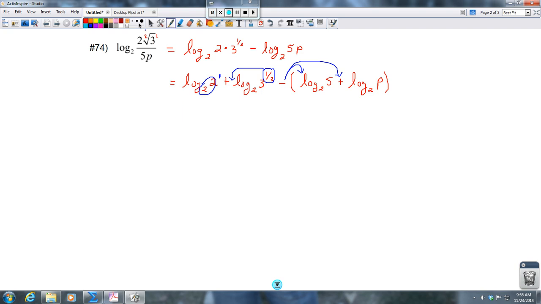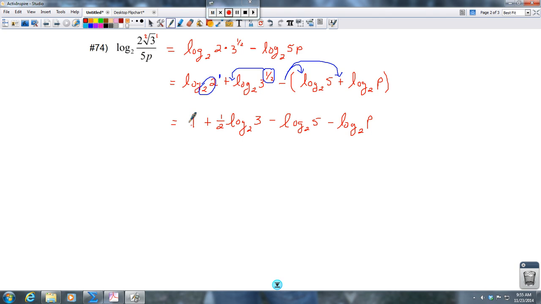So let's rewrite this now, okay? I'll change it back to red. We're going to say it's equal to 1. All of that is the answer 1. That's all that's left of that log. Plus, the 1/2 is coming out to the front. Log base 2 of 3 minus, distributes. So we got minus log base 2 of 5. Oops. And minus log base 2 of p.